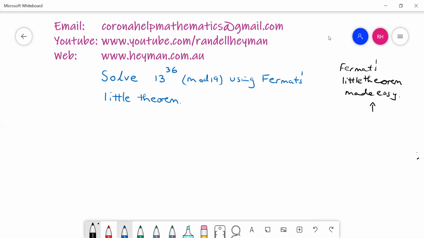Okay, let's just start. The first thing to think about here is that when we see 13 to the 36 modulo 19, we're talking about modular arithmetic. If you're not familiar with that, have a look at my video, Modular Arithmetic Made Easy, where I go through a whole lot of foundational ideas in modular arithmetic.